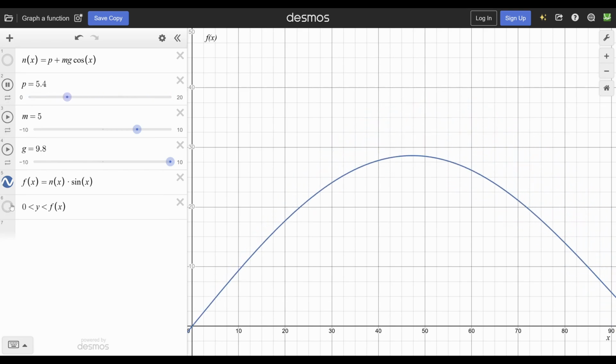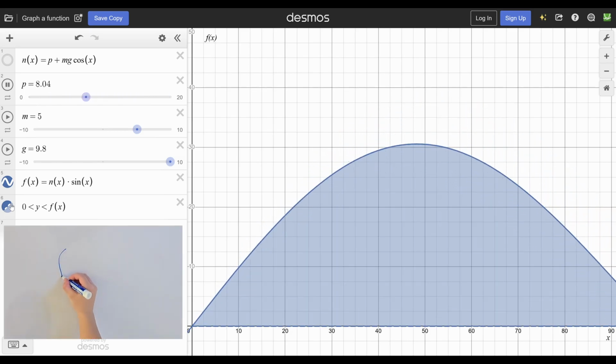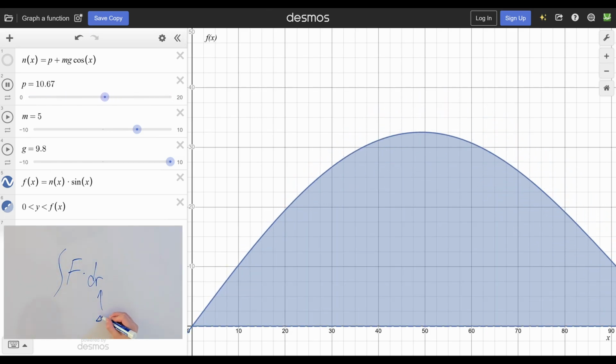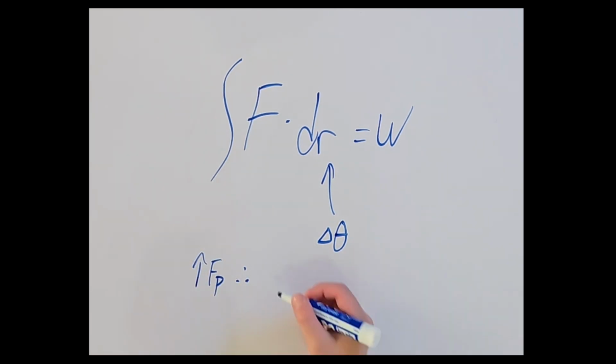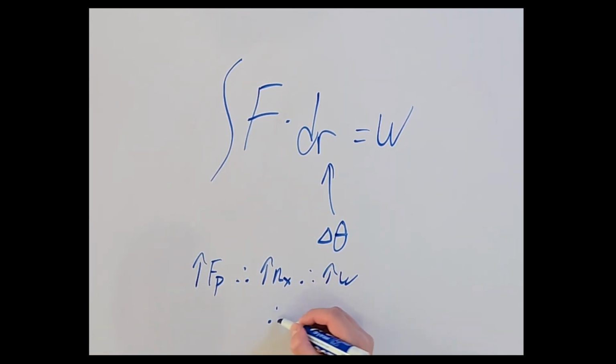This increases the area under the graph as well. The integral of the force with respect to distance, in this case degrees, is work. Therefore, increasing the pump increases the force in the x direction and the work done, which gives me a greater acceleration and greater exit velocity.